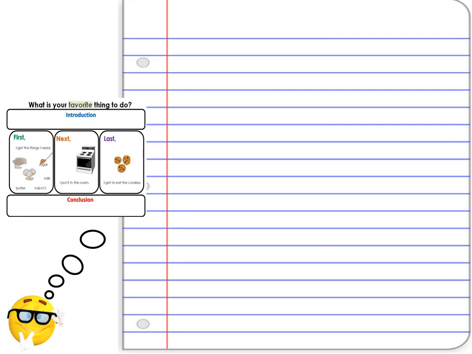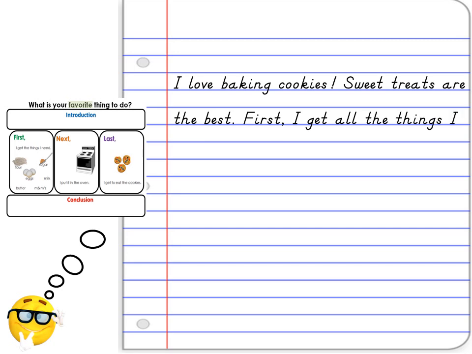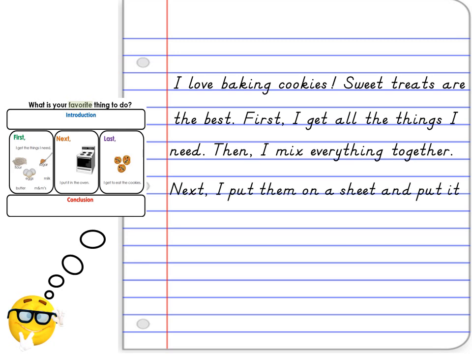So I have my graphic organizer and I'm ready to begin. I love baking cookies. Sweet treats are the best. First, I get all the things I need. Then I mix everything together. Next, I put them on a sheet and put it in the oven. Last, I get to eat them.